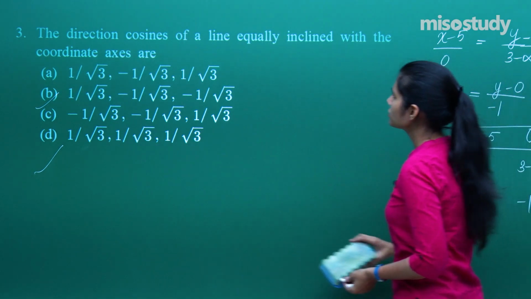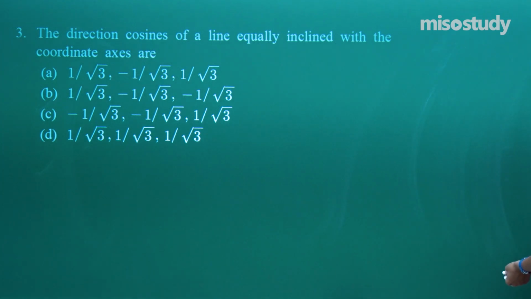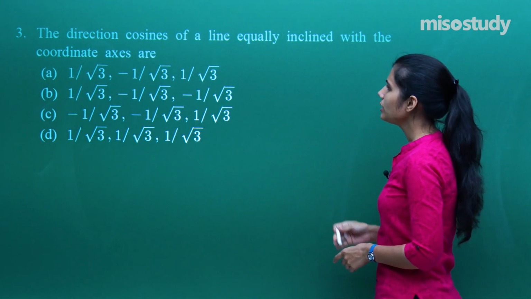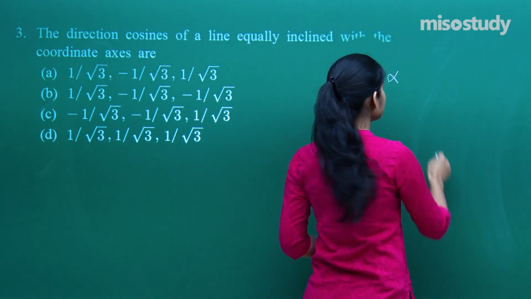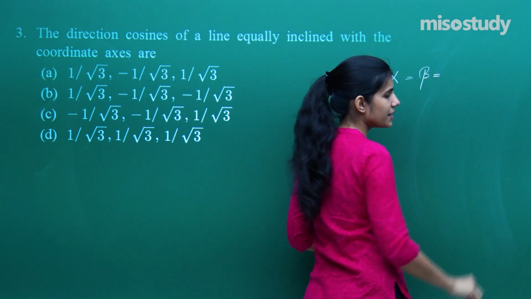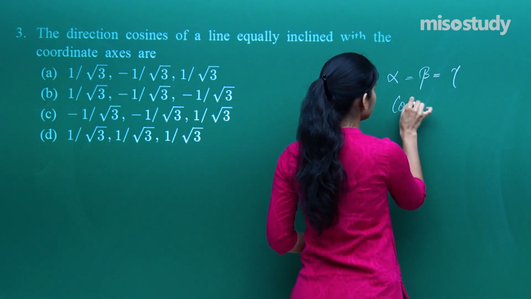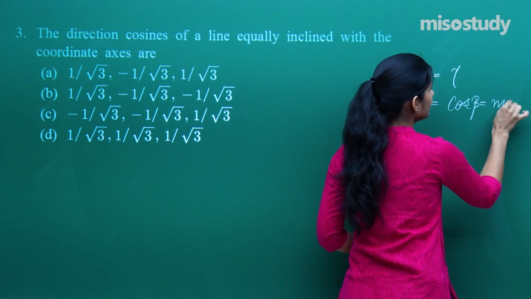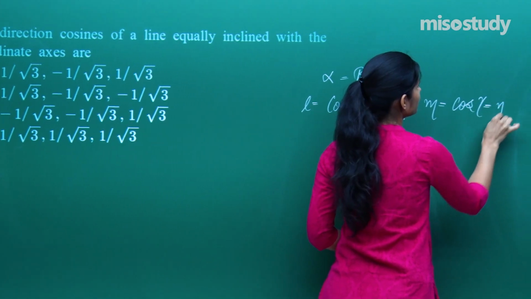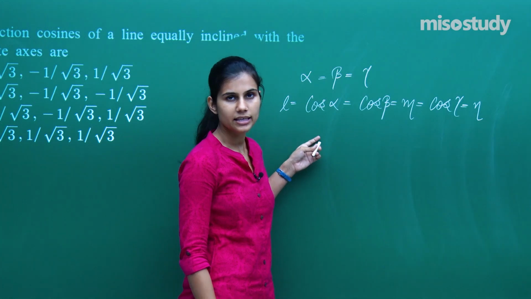Next we have that the direction cosines of a line equally inclined with the coordinate axis are what? So which among them is the right option for this question? Let's see. The moment I am saying that equally inclined with the coordinate axis, that means alpha is the angle which it makes with the x-axis, that is equal to beta, the angle made with the y-axis, which is equal to gamma, the angle made with the z-axis. That means cos alpha, which is L, equals cos beta, which is M, equals cos gamma, which is N.